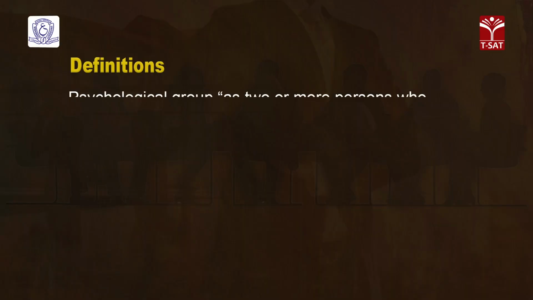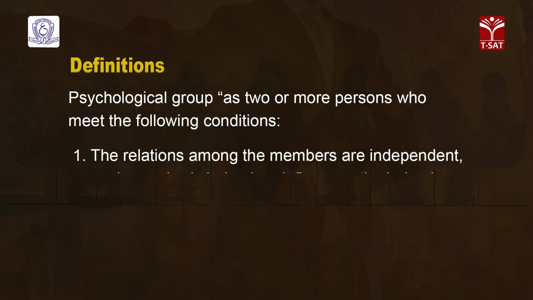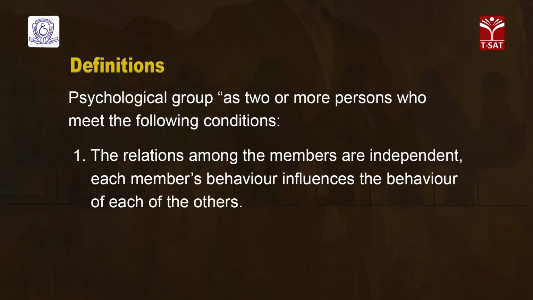The concept of groups is so multifaceted, and that's why experts hold different perspectives about groups, but both of them are right from their angle. Now, let's examine another definition. Krech and his team define a psychological group as two or more persons who meet the following conditions. The first condition is that the relations among the members are interdependent and each member's behavior influences the behavior of each of the others.